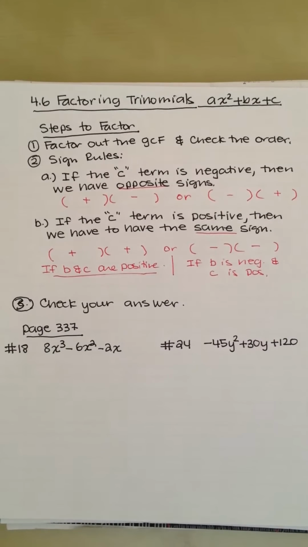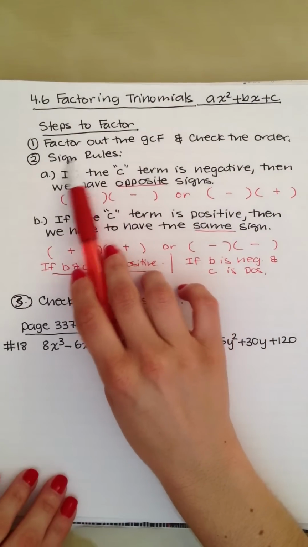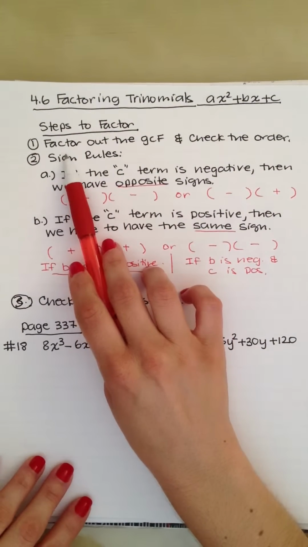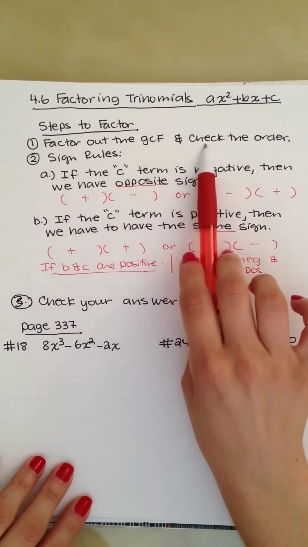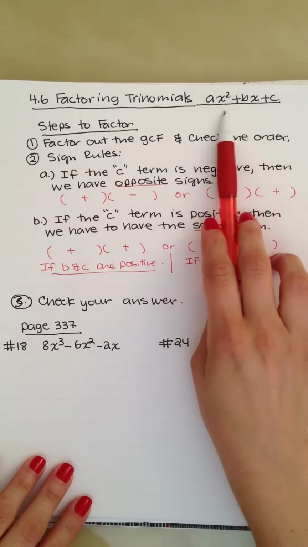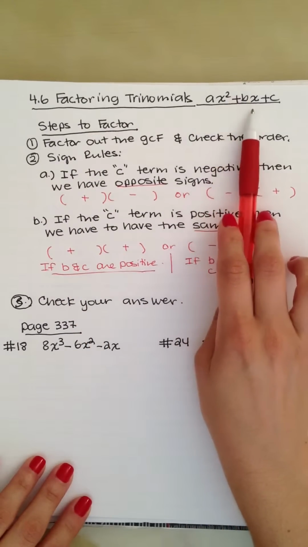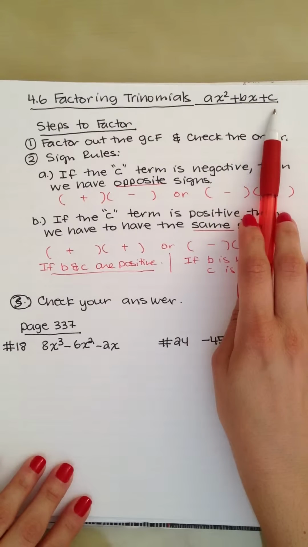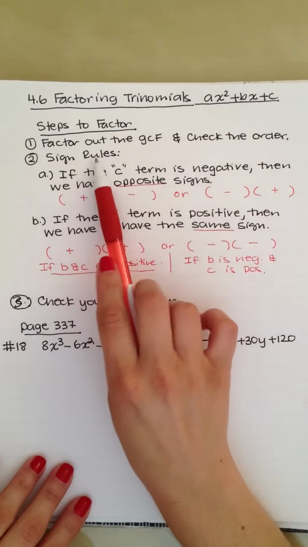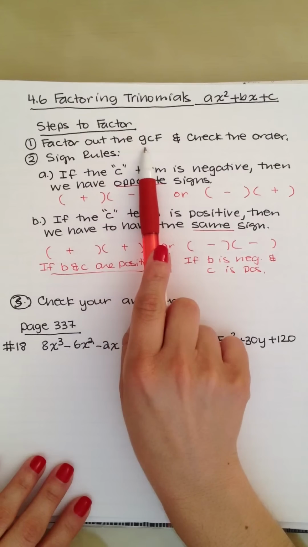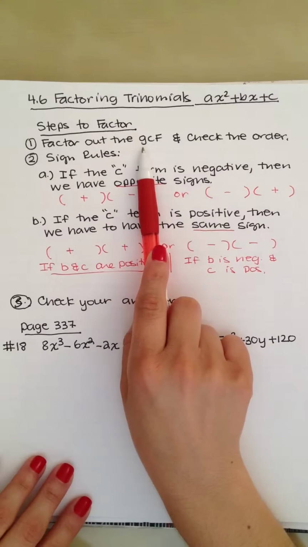It's a good idea for you to maybe write notes as you're listening to this so you can remember what to do. When you have a trinomial, your first step is to check to make sure that you have the correct order. So make sure you have your x squared, your x, and then your constant term in that order. Also, you want to factor out the GCF if there is one.